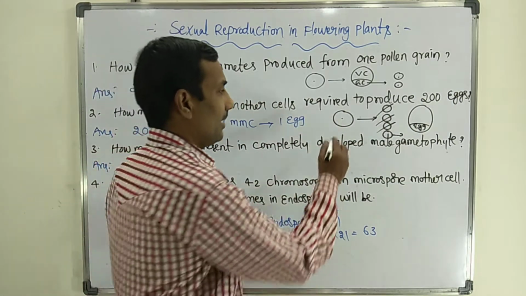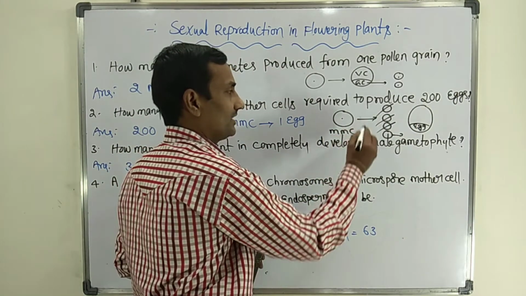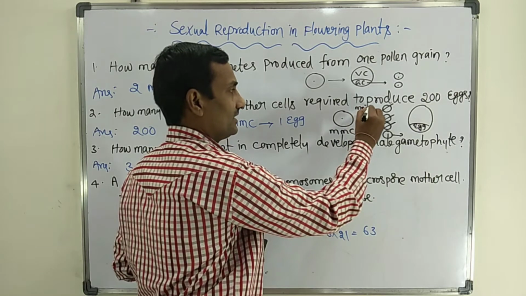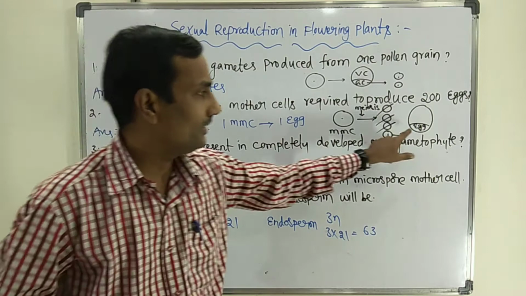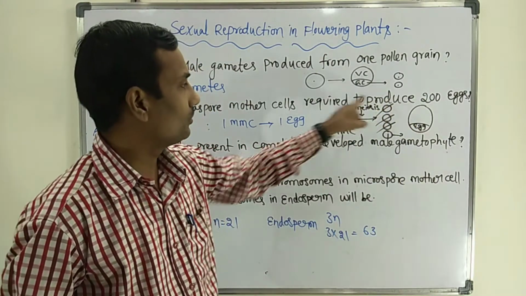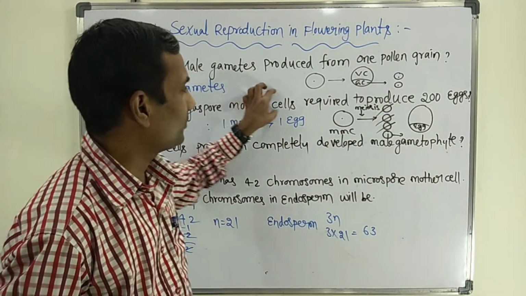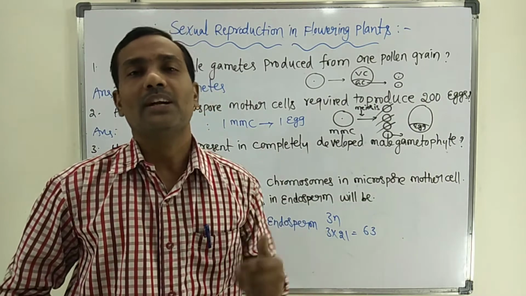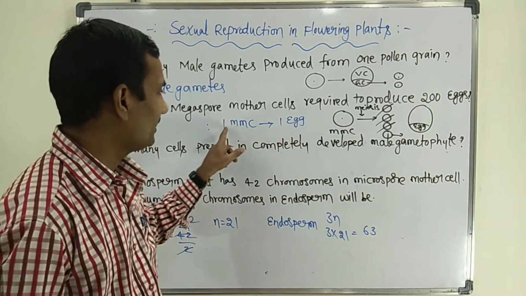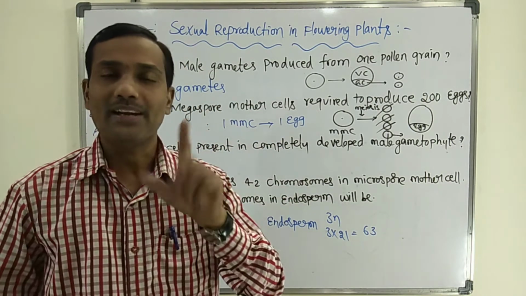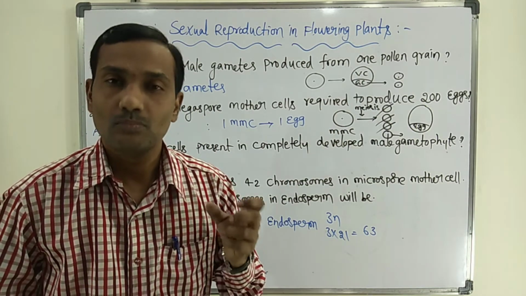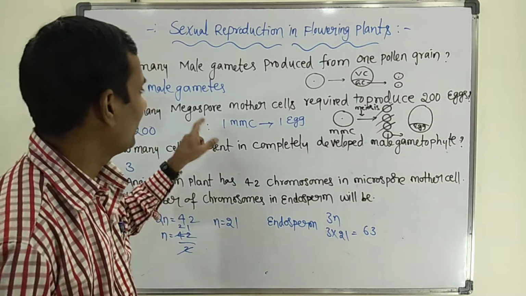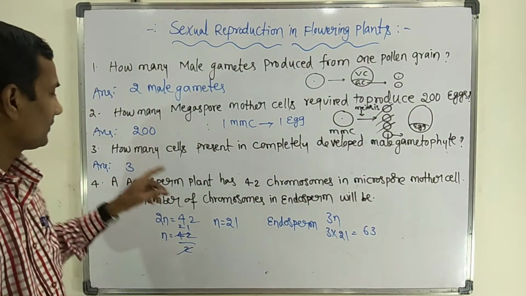This functional megaspore develops into an embryo sac that consists of only one egg cell. So here it is the MMC, the megaspore mother cell. It undergoes meiosis. One MMC produces only one egg cell. So in the question, how many megaspore mother cells are required to produce 200 eggs? One MMC produces one egg cell, so 200 egg cells are produced from 200 megaspore mother cells.